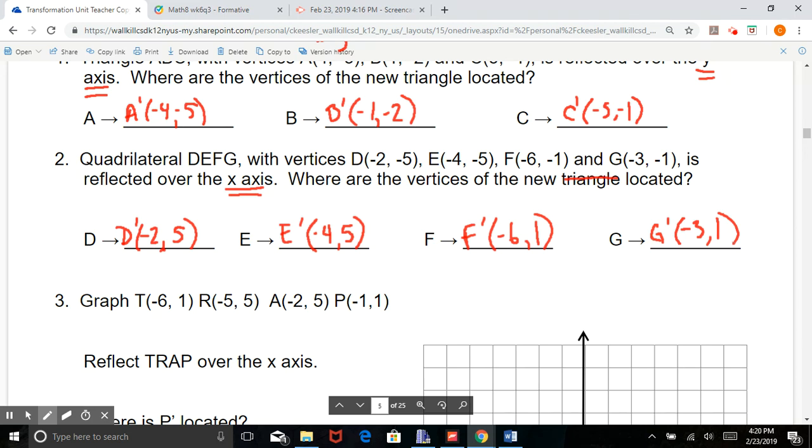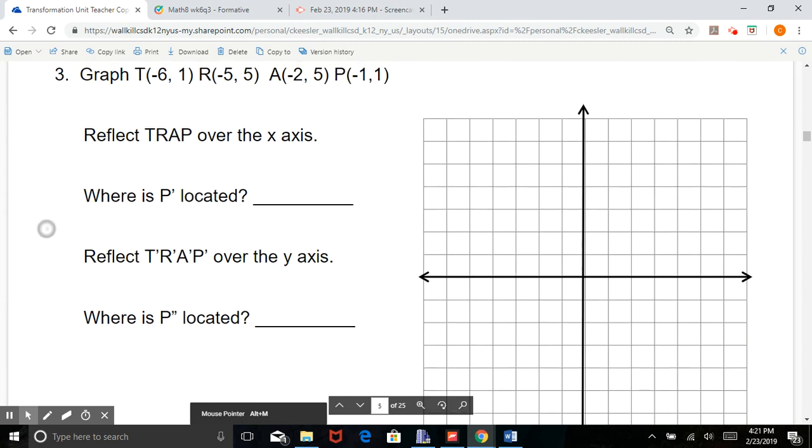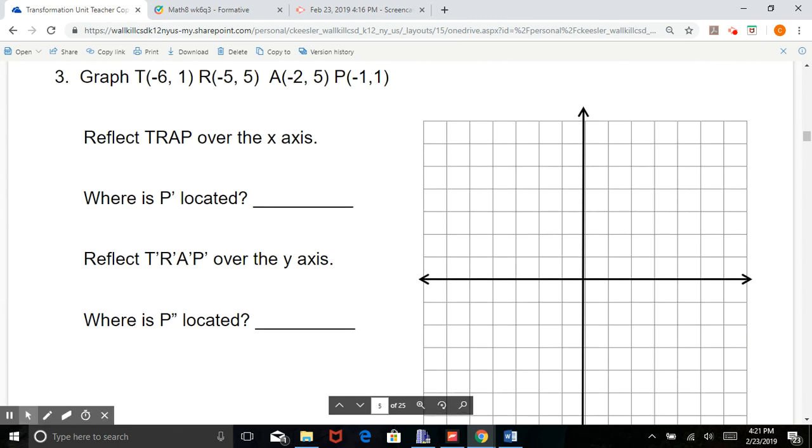So something important to see, some of you guys, when you start to graph this, are going to be able to do it without having to physically write down the coordinates, but it's important to be able to recognize what coordinates are reflected when you just see the coordinates written out itself. So for number 3, graph T (-6, 1), R (-5, 5), A (-2, 5), and P (-1, 1). So we go ahead and neatly graph those points on the coordinate plane.